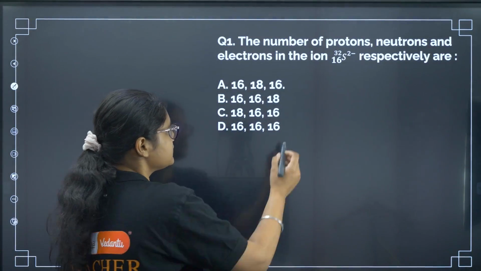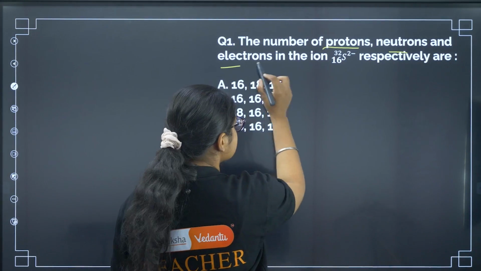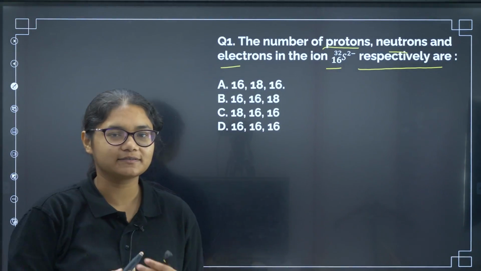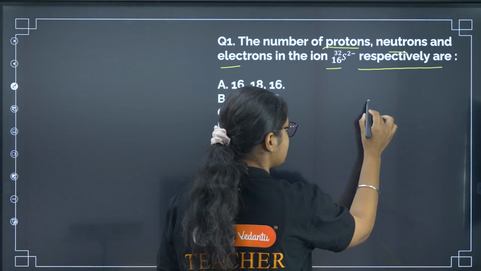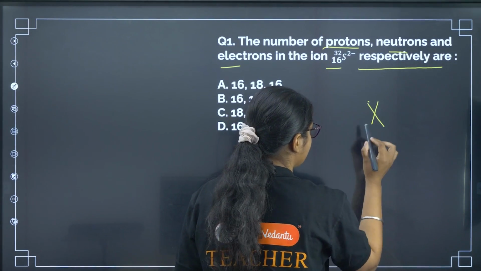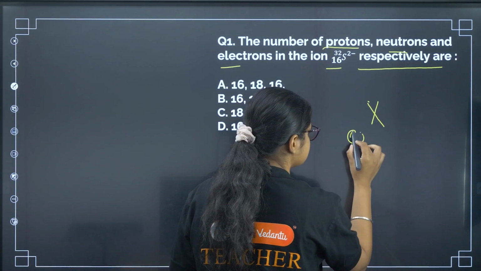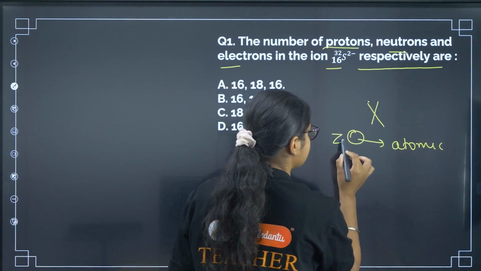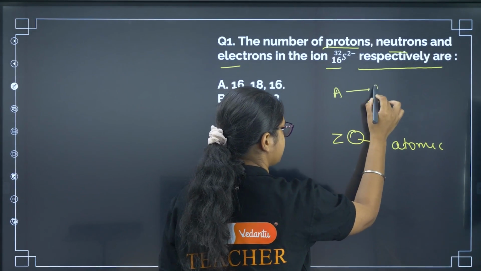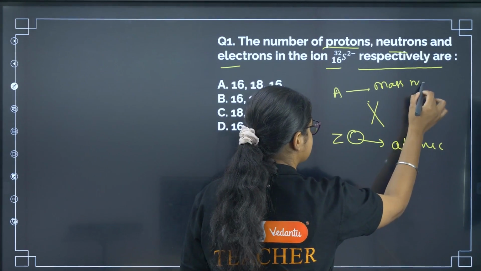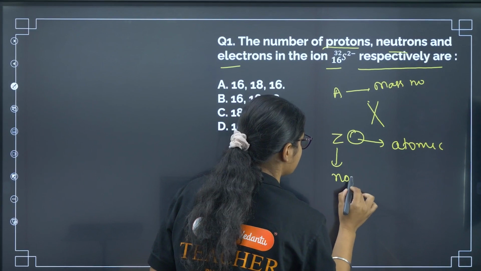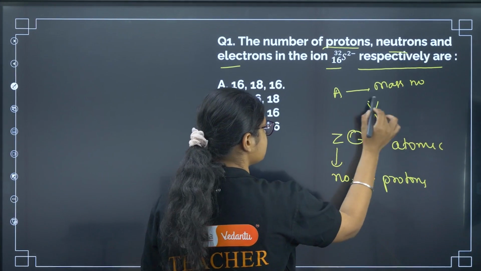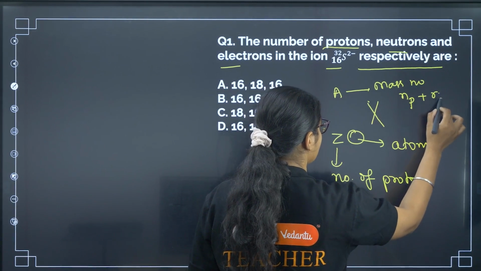The number of protons, neutrons and electrons in this S 16, 32, 2 minus respectively are. So this is a very simple question. Just I'll explain. Suppose you have any element X. Here the number which is represented is called your atomic number, that is represented by symbol Z, and this one is your mass number. Right. So now Z denotes the number of protons and A denotes the number of protons plus number of neutrons.